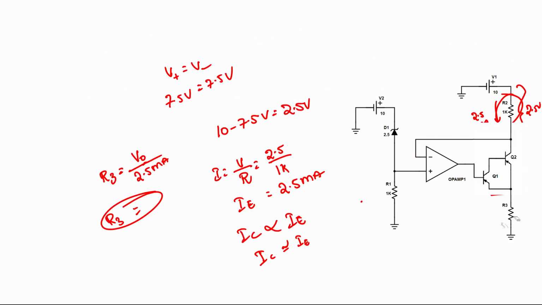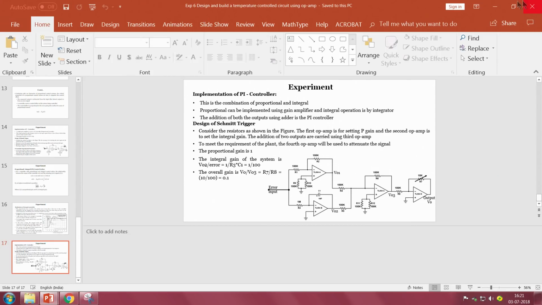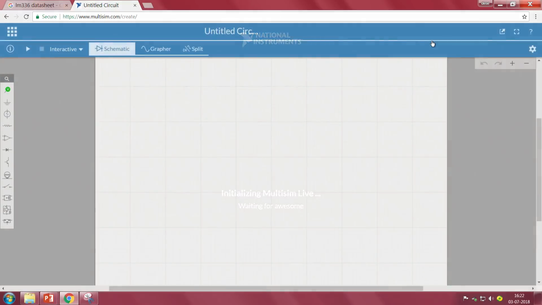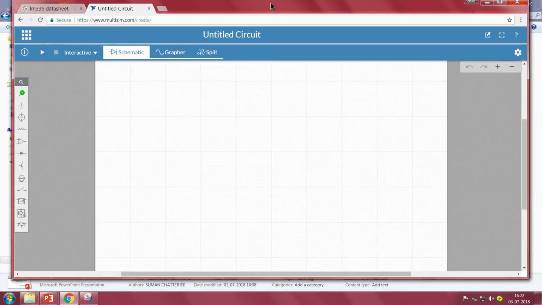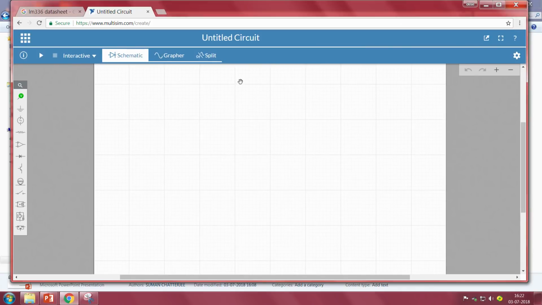Now, whatever we have calculated theoretically, we will compare with the simulation. So, I will open Multisim. Since we have been seeing Multisim for a long time, I do not want to explain everything. If you want to understand, just look back at the introduction to Multisim video that we have created. So, I am placing an op amp, and the positive should be down, if we recall what we have seen in our circuit.